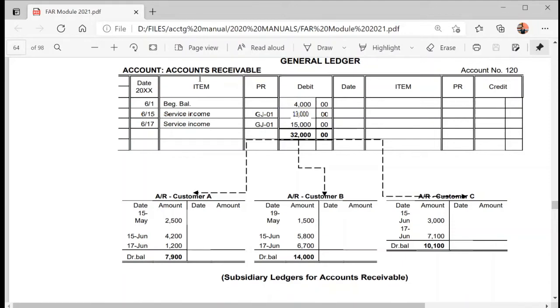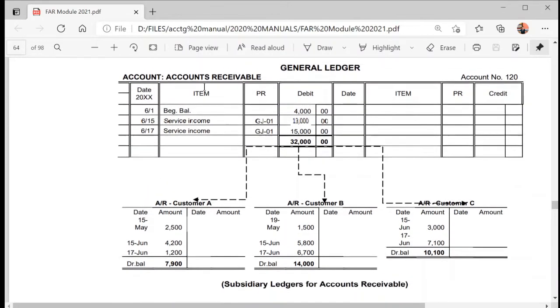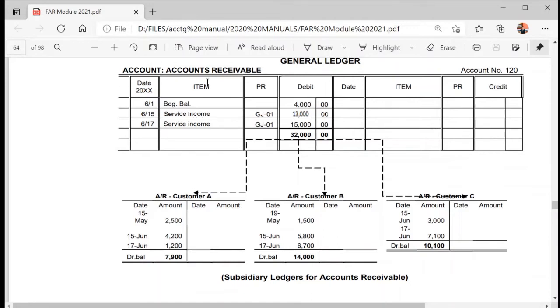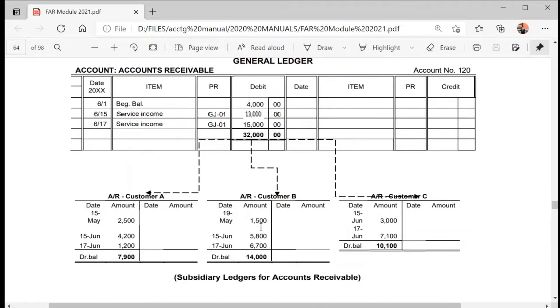We can also prepare subsidiary ledgers for other accounts. For example, we have the accounts payable. So the subsidiary ledgers will contain the specific accounts for each of our suppliers. So going back, the subsidiary ledgers of the accounts receivable will provide us with the details of the transactions of our customers. For this example, we have 3 customers that transacted with the company on June 15 and 17. So we have customer A, customer B, and customer C.